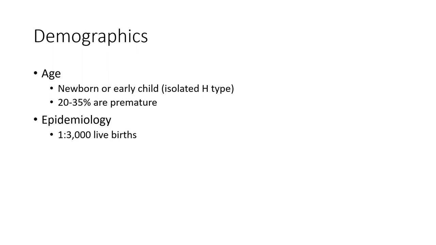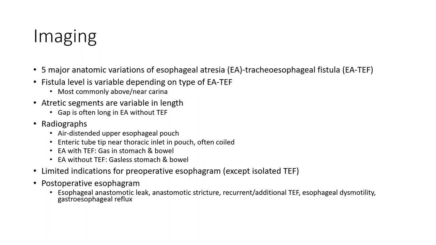Epidemiology: 1 in 3,000 live births. Imaging: there are 5 major anatomic variants of esophageal atresia and tracheoesophageal fistula. Fistula level is variable, depending on the type of esophageal atresia and tracheoesophageal fistula. Atretic segments are variable in length.